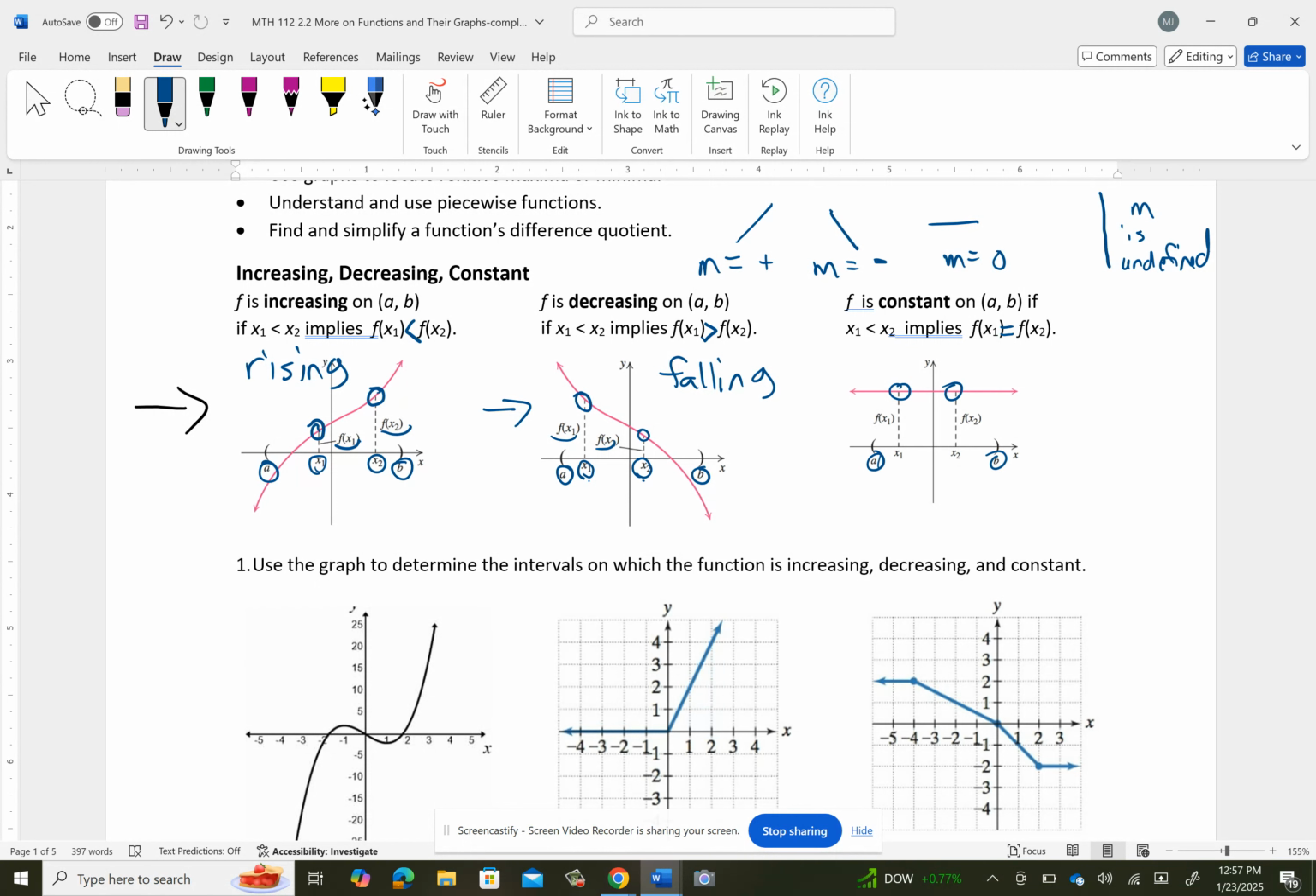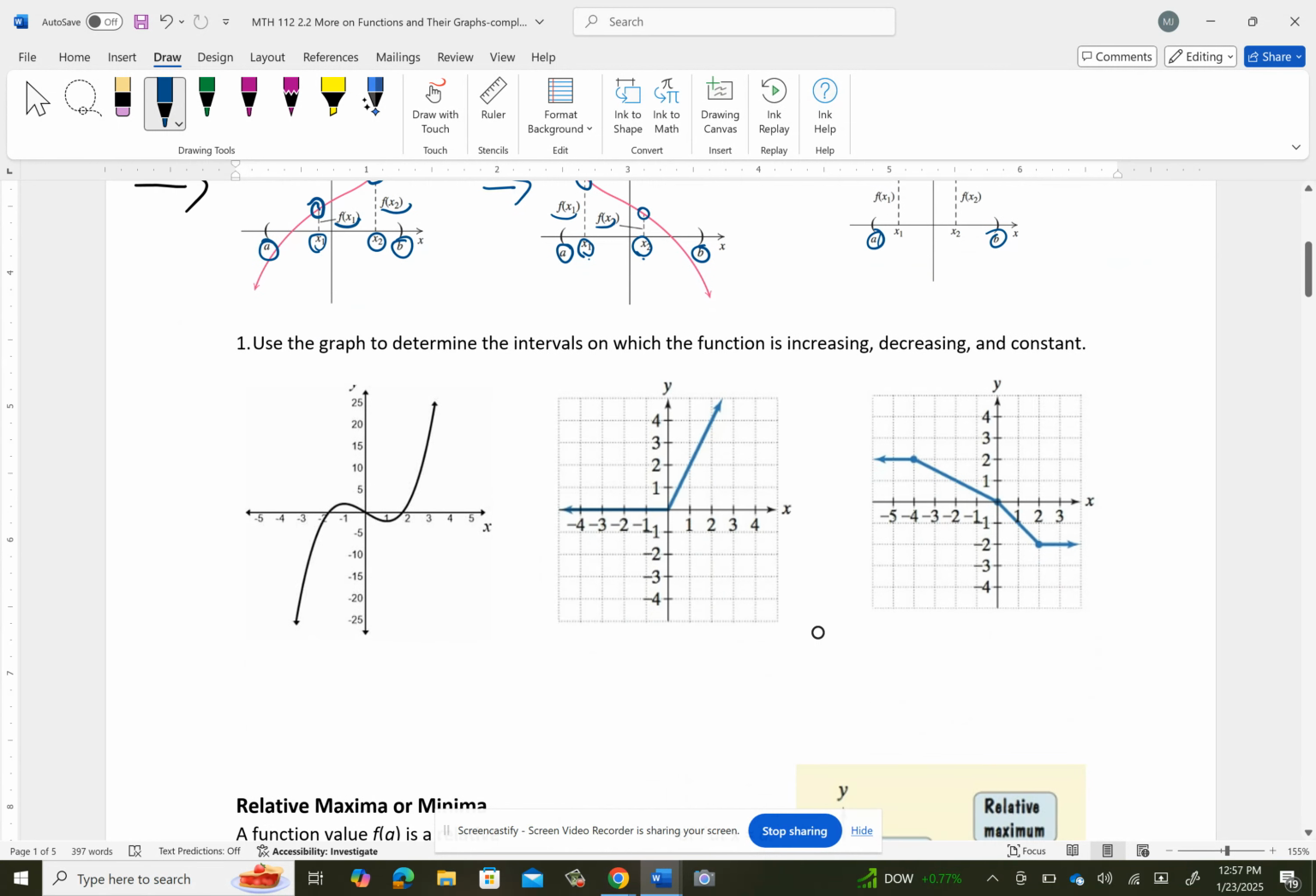All right, so let's try this question. We're given a graph, and our job is to determine the intervals on which the function is increasing, decreasing, and constant. The intervals are intervals of x. For which x values is the function increasing, decreasing, and constant?